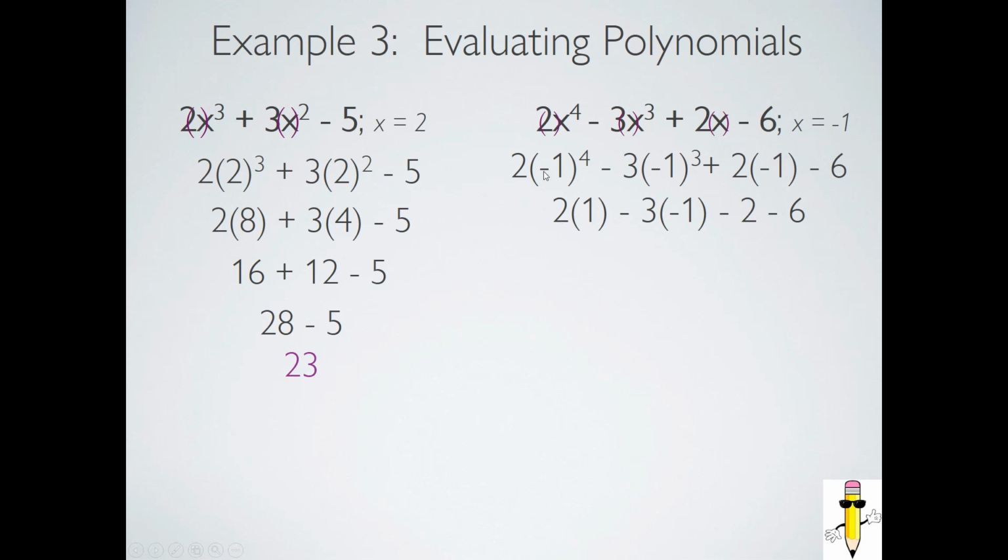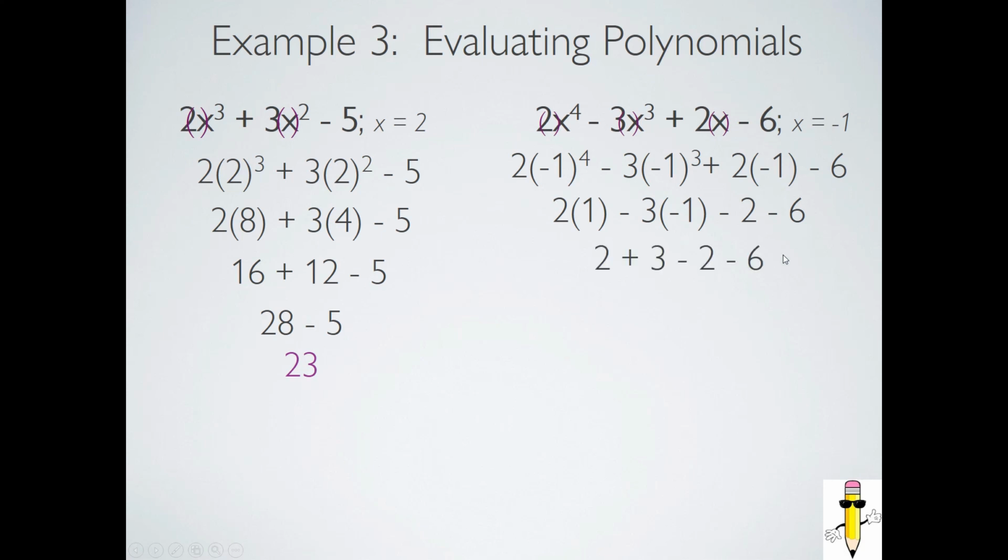That is because anytime you take a negative number and multiply it by itself, it becomes positive. The one thing I want you to pay attention to is if the exponent is even and the number is negative, it will always be positive. But if the exponent is an odd number and the number being multiplied is negative, it will still be negative. Don't let that confuse you. Anyway, this turns into 2 times 1 minus 3 times negative 1 minus 2 minus 6.